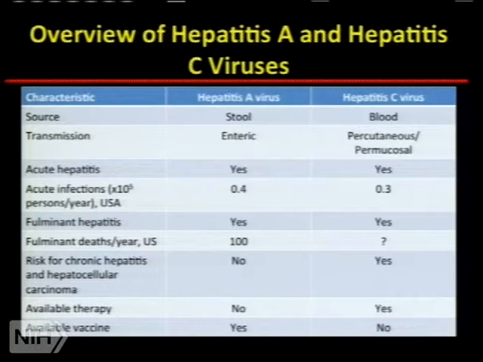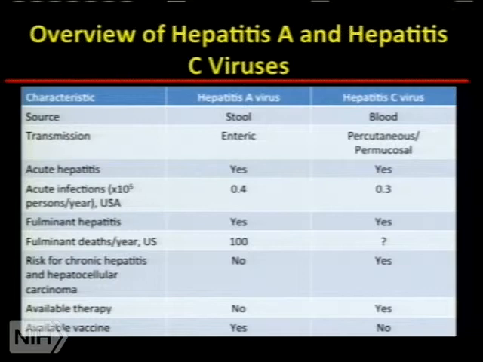They're both associated with acute hepatitis, and the number of infections per year per 100,000 individuals in the United States are shown there on the slide. Hepatitis A accounts for slightly more cases than hepatitis C. And they've both been associated with fulminant hepatitis, although this is a rare presentation for both viruses. Hepatitis A causes about 100 deaths per year. It's unclear how many are due to hepatitis C from fulminant hepatitis. And hepatitis A does not have the propensity to cause chronic hepatitis, but hepatitis C does.